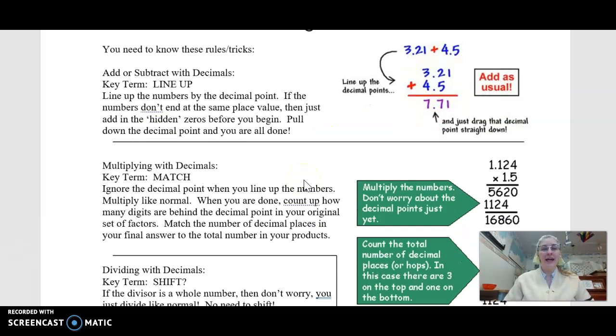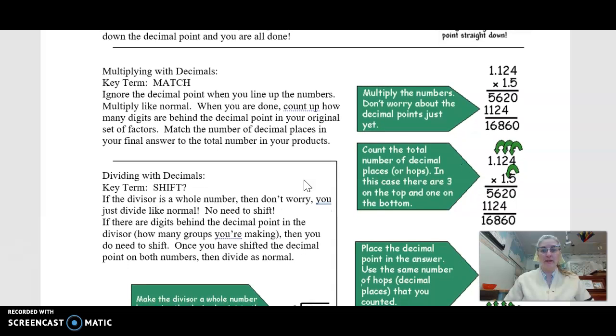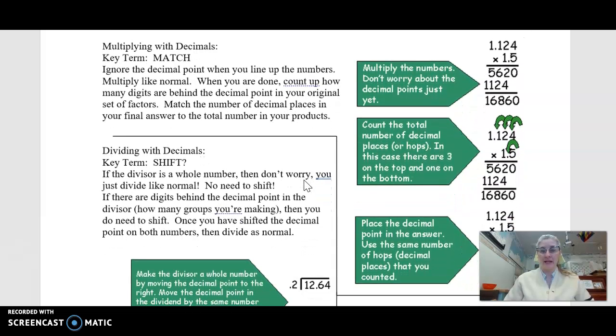Now, the second set of hints and tips are for multiplying with decimals. And the key term here, what you're going to remind yourself, is match. So, to multiply with decimals, your key term is match. Ignore the decimal point when you line up the numbers in the beginning.